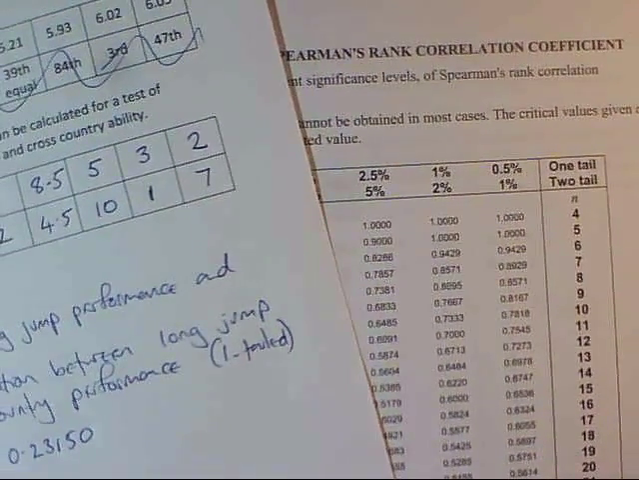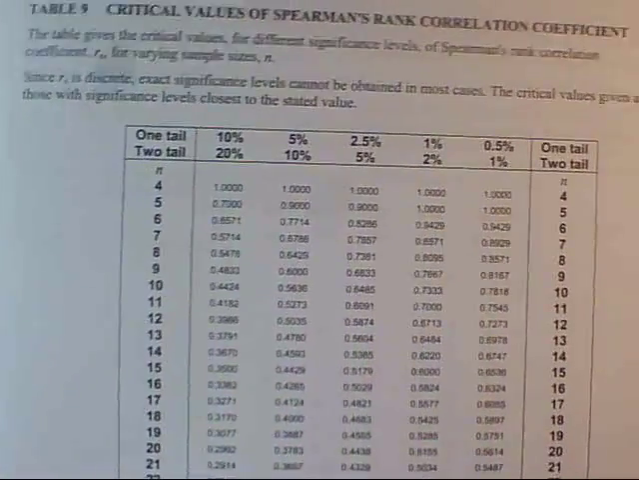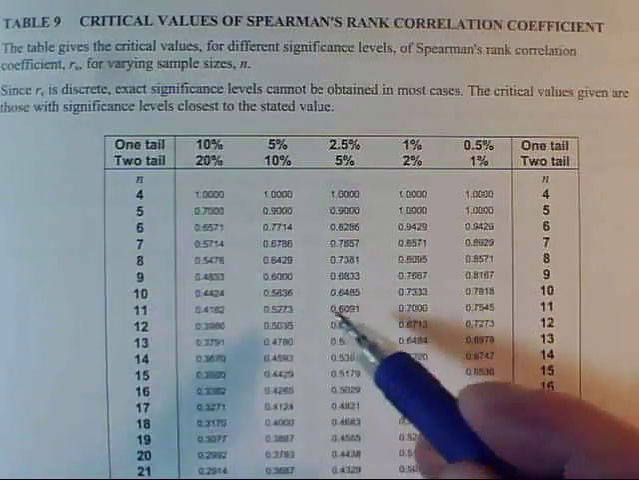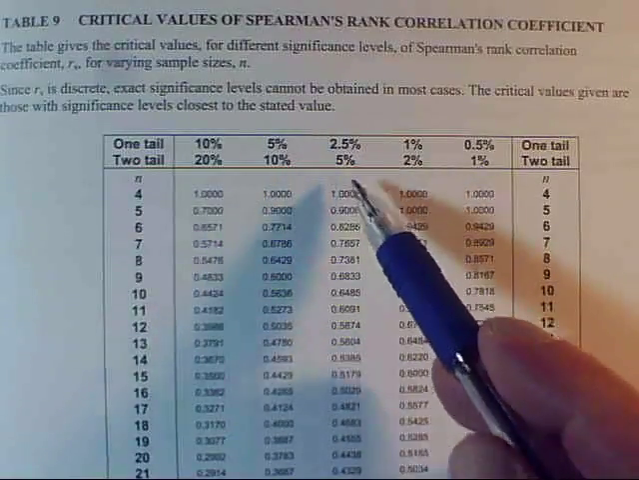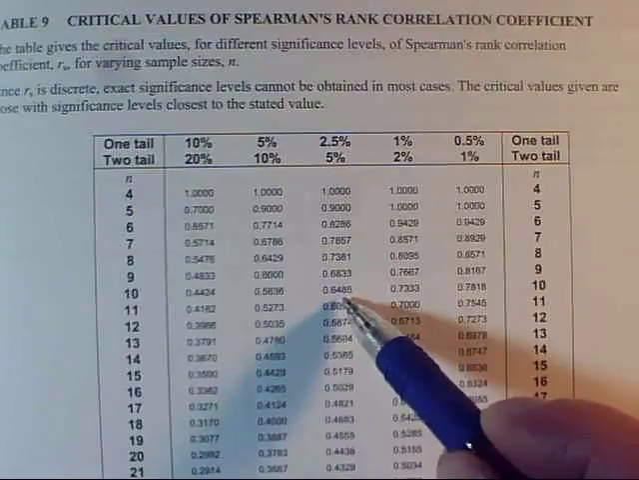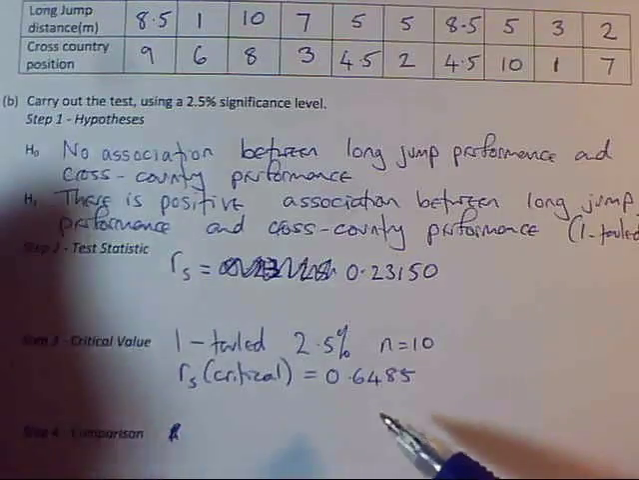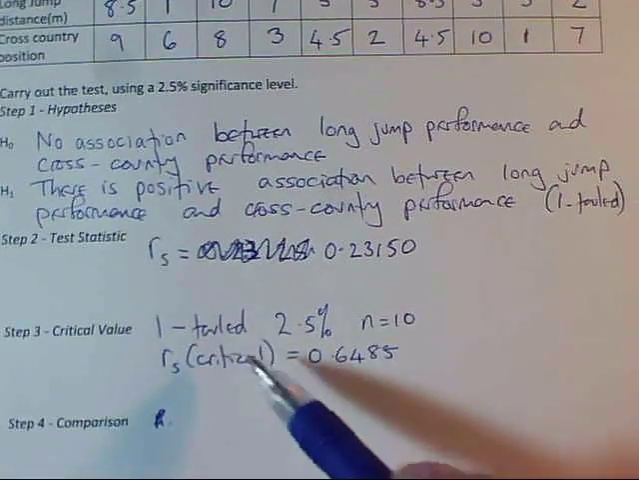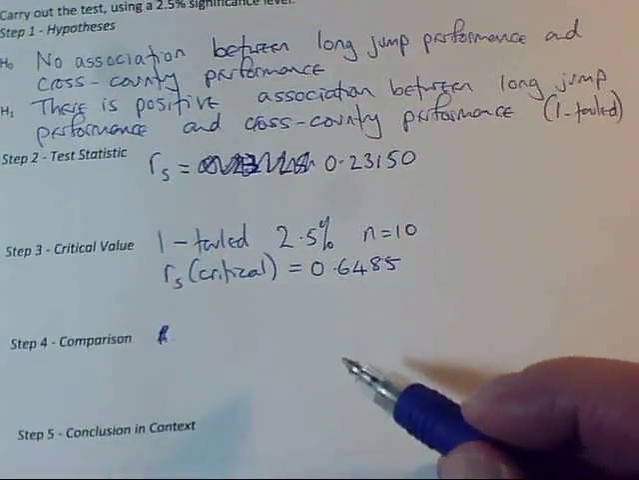Check that I really do have the Spearman's page. Okay, so I am doing RS, so I need Spearman's, and I need N is 10, so I'm on this row, and I need to be 2.5% for a one-tailed test, so that's the middle column, and it's this value here I need, which is 0.6485. So there's my critical value. Now I've got to do my comparison. Oh, there's only one critical value because it's a one-tailed test, and I do want the positive one because I'm interested in a positive association.